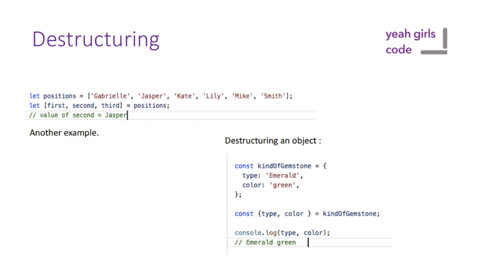Then you have the example of destructuring an object. You can see const kindOfGemstone as an object, type emerald, color green. And then you're asking to console log the type and the color, and to return the value, you can just say const {type, color} = kindOfGemstone in between the curly braces. So you have basically destructured your object.